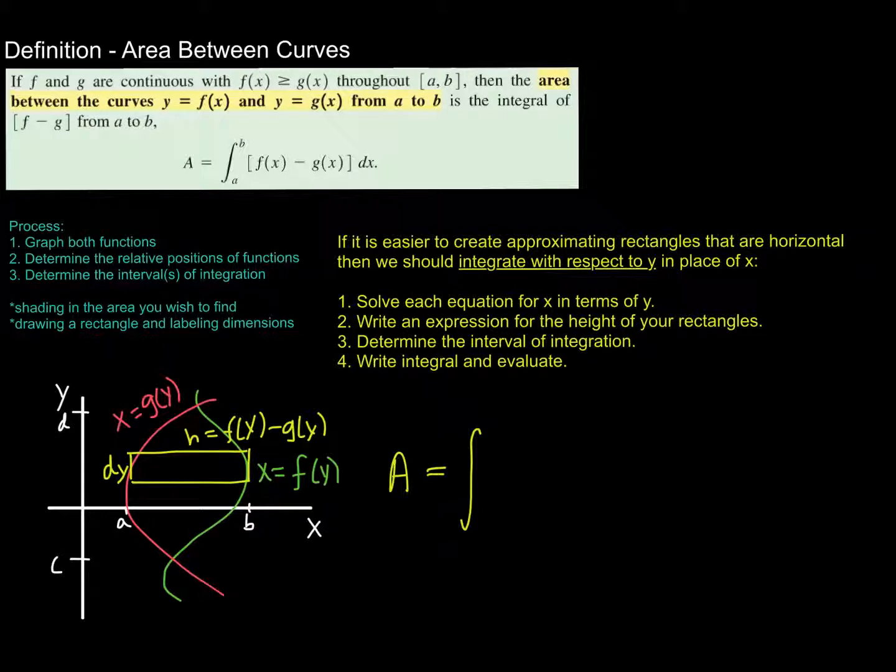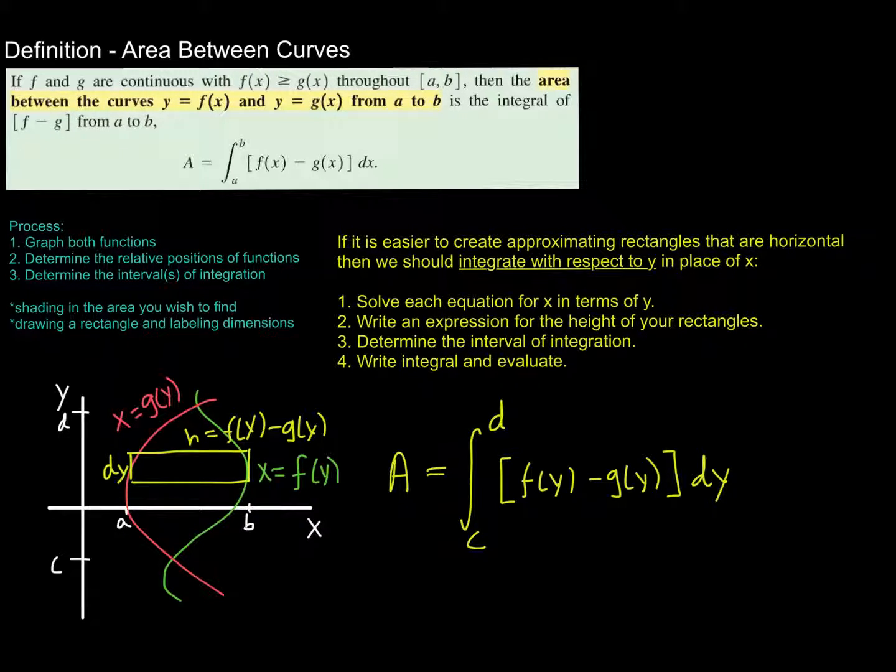I know that I'm going to be summing up all of these infinitesimally small areas. The areas are the height times the base, so I'll have f of y minus g of y dy. That's the area. And I'm summing up all of these from c to d.